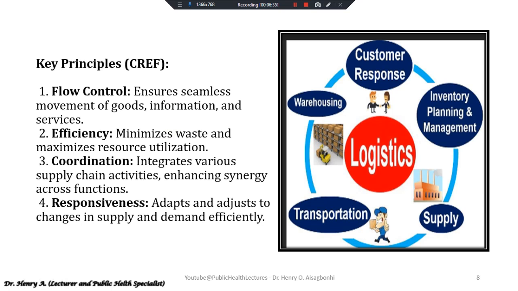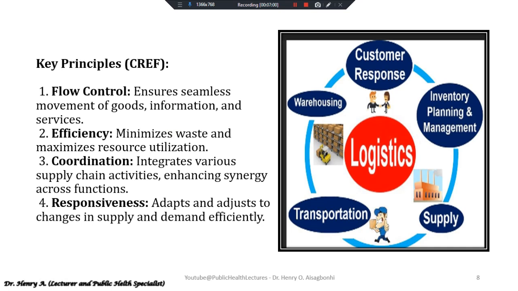Think of this as the heartbeat of the logistics system. It ensures that goods, services, and information move seamlessly through the system. For example, when vaccines are dispatched from a national store to a local health center, effective flow control ensures they don't get delayed or damaged along the way.